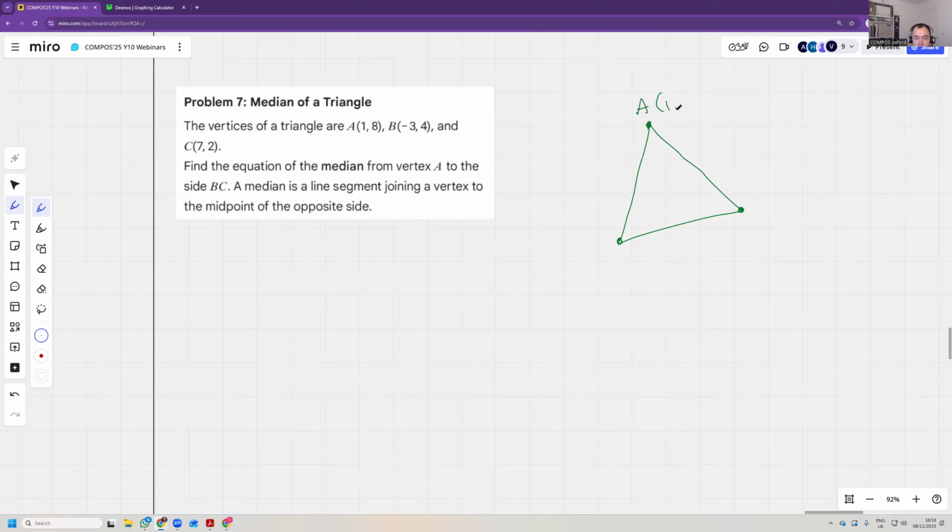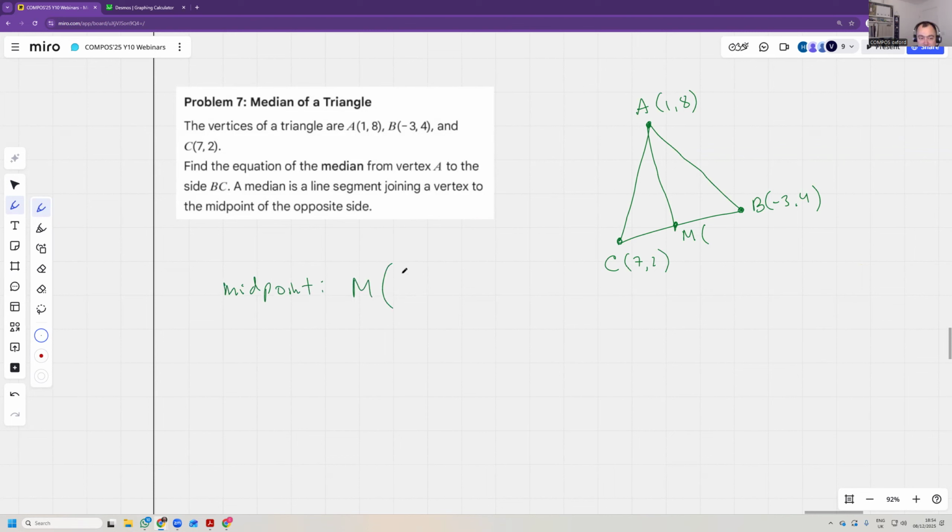So A is 1, 8. B is -3, 4. And C is 7, 2. We want to find the median from A. So the median is this line from A to the midpoint. So let's call this midpoint M. And we know how to find the midpoint.